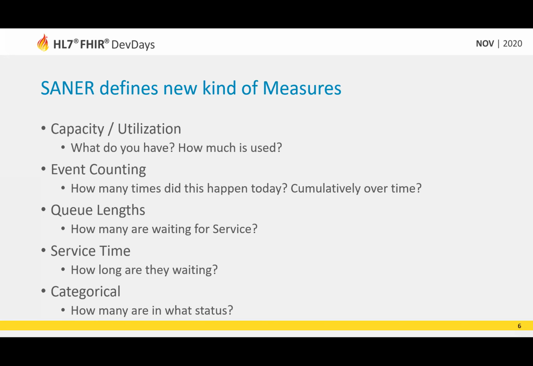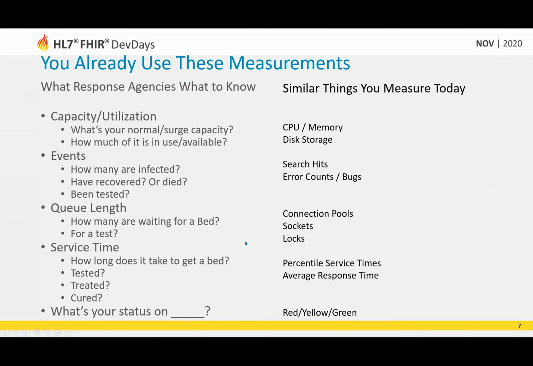And so you need a categorical way to count the number of facilities that are on short supply, have an immediate need, maybe are good for 2 weeks, and maybe have a completely adequate supply, or perhaps even an oversupply. So for each of these different types of measures, you're already measuring these kinds of things today in your development of applications.